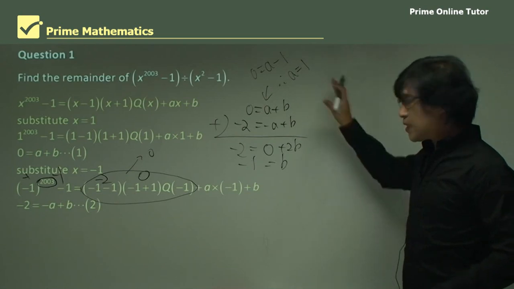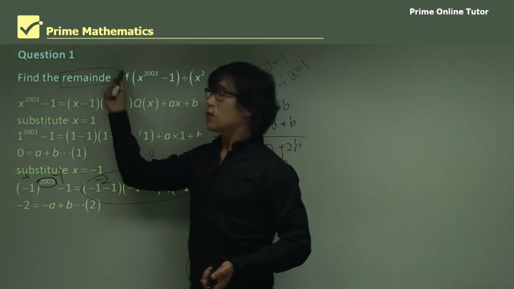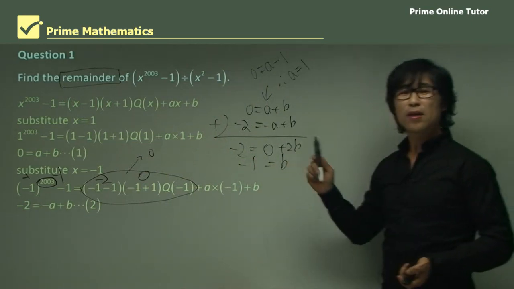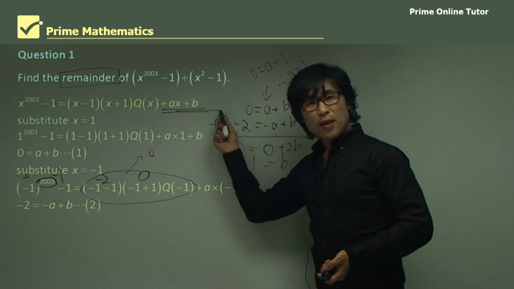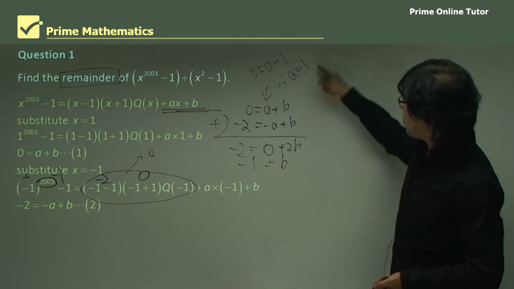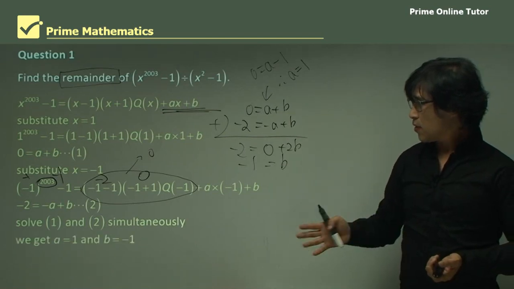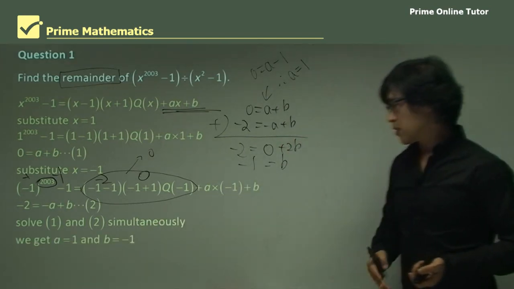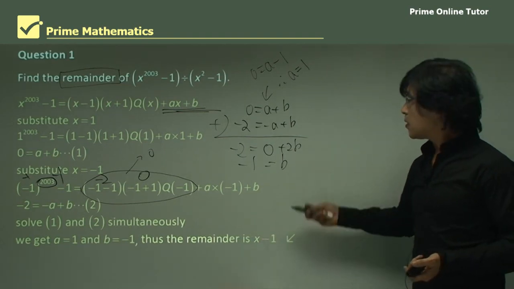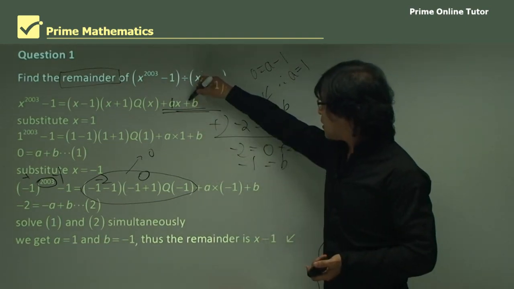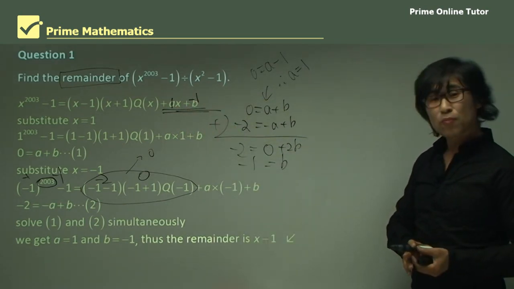Guys, make sure these are not the final answer. The question is the remainder. You should write the remainder rather than a and b values. So what's the remainder? That is the remainder. So put these two values back into here, and that will be the answer. Like this over here. Okay, we find these, sub them in, that's the remainder. You understand that? Say a is 1, b is negative 1, so x minus 1, that's the remainder. Do you understand the process?